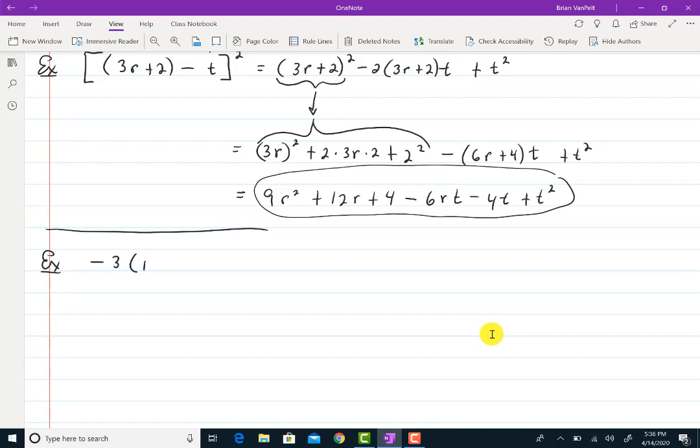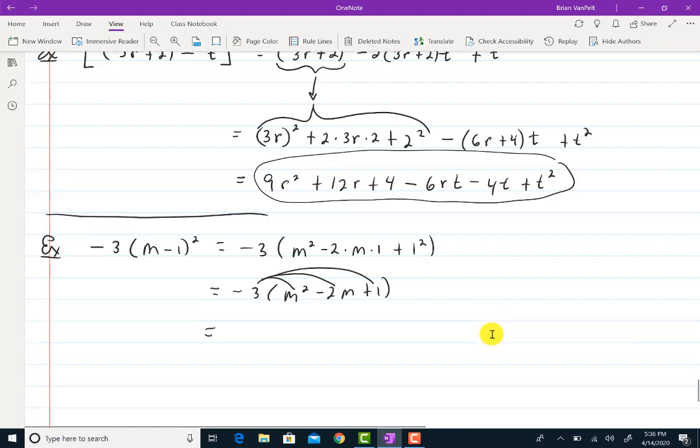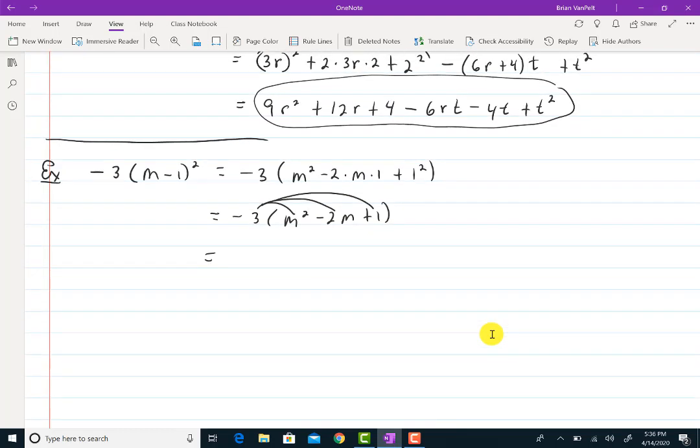-3 times m minus 1 squared. I'm going to FOIL out the m minus 1 first to get m squared minus 2 times m times 1 plus 1 squared. Now let me do one more step of simplifying the parentheses. And now I'll go ahead and multiply -3 to each and every piece inside of that parentheses, and I'll get negative 3m squared plus 6m minus 3.